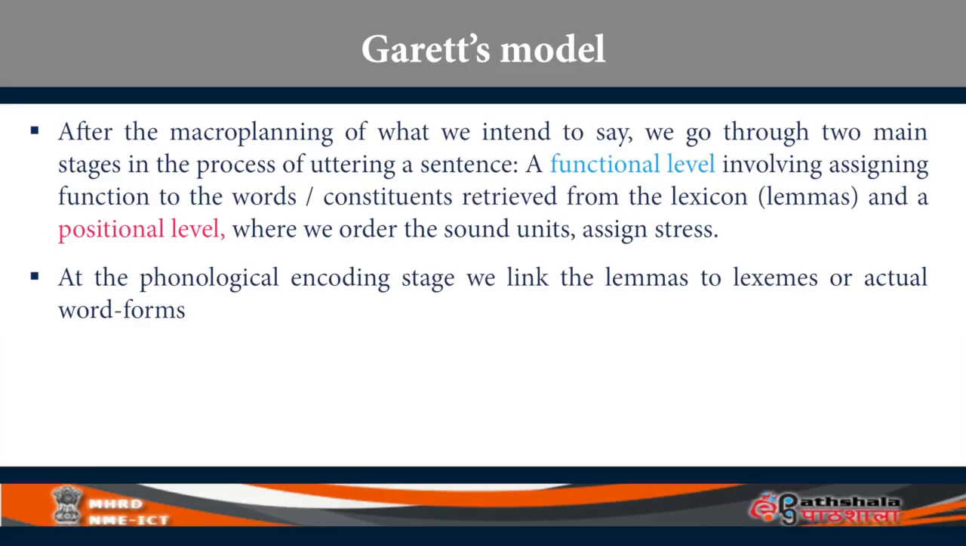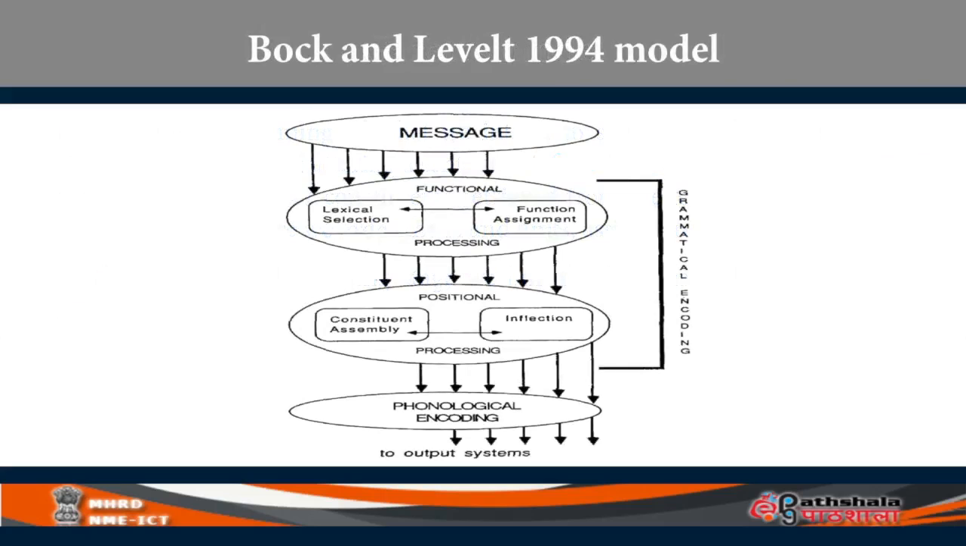Alright. So this is the functional level, positional level. You have the conceptualization, functional level, positional level, articulation. Even this picture is given in the e-text, you see Garrett's model. But in the 90s, Bach and Levelt modified this model somewhat, retaining the middle levels. So the Bach and Levelt model you see in the picture shown on the screen.